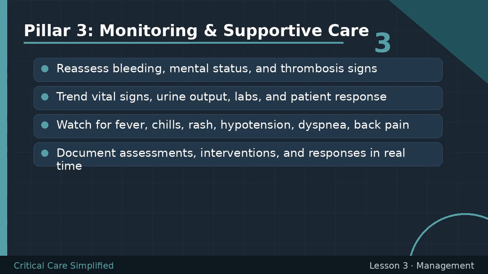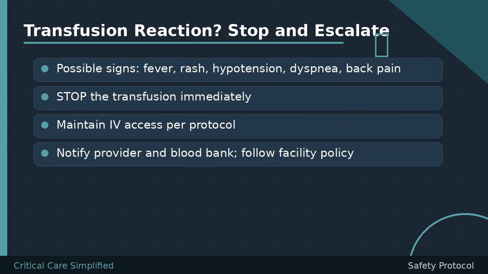Cryoprecipitate is rich in fibrinogen and clotting factors and is used for hypofibrinogenemia or ongoing bleeding. Reversal agents include vitamin K, prothrombin complex concentrate, and protamine depending on the anticoagulant and clinical situation.